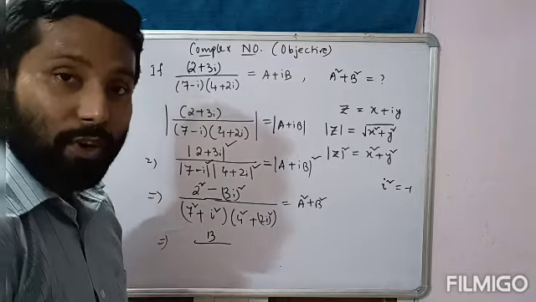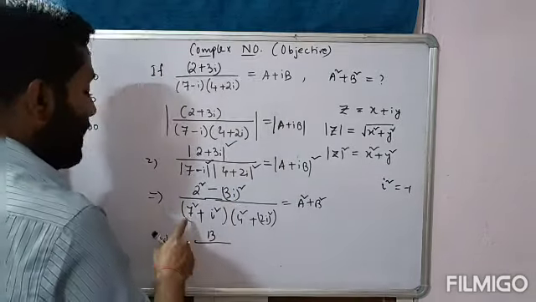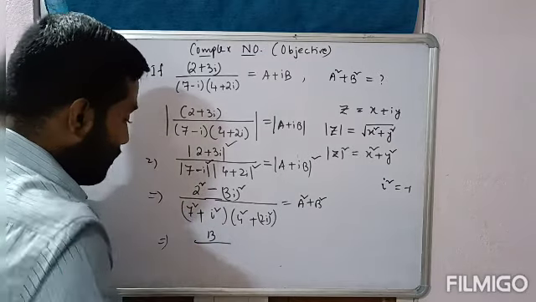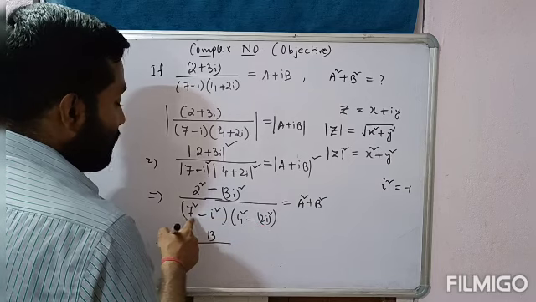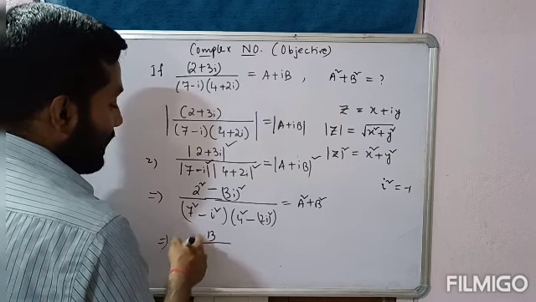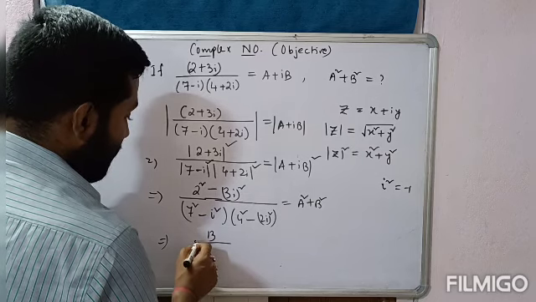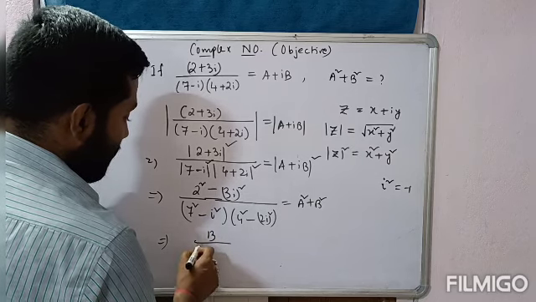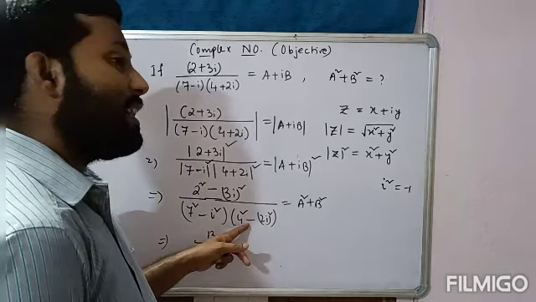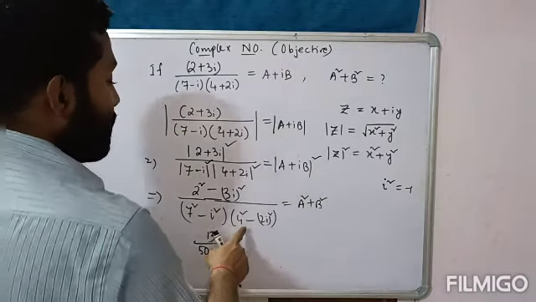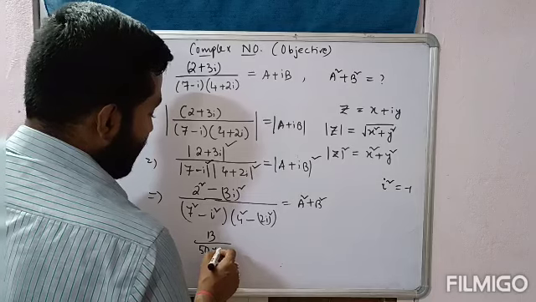In the denominator it comes in a square minus b square form. The value of i square is minus 1, so minus minus becomes plus. So for 7 square minus i square, it is 49 plus 1, that is 50, into the value of 4 square minus 2i whole square, that is 16 plus 4, that is 20.